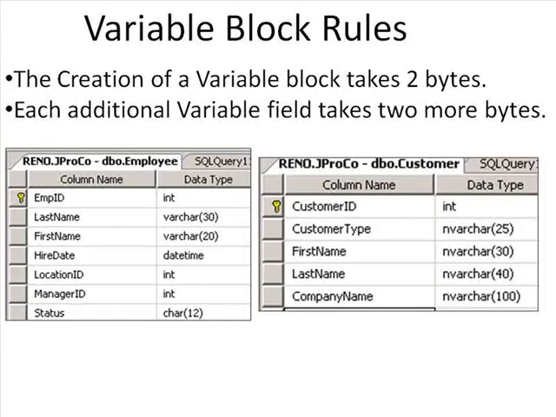Two important rules about the variable block we need to know before we do any more data row calculations. Number 1, the creation of a variable block takes 2 bytes. Number 2, it's going to take up 2 additional bytes for each variable length data type in your table design.